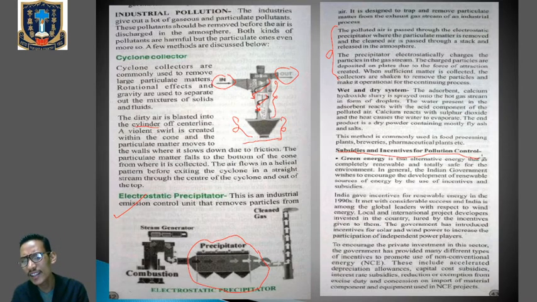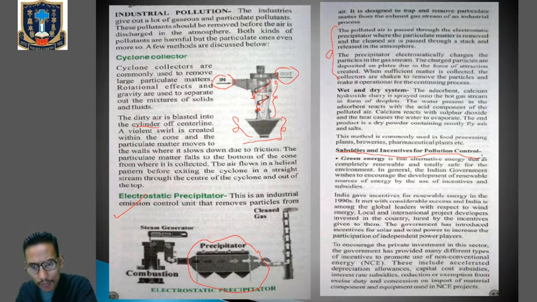So local and international project developers invested in the country, mainly led by the incentives given to them, because the government of India is giving incentives and subsidies to promote the use of renewable sources of energy. So the government has introduced incentives for solar and wind power to increase the participation of independent power players. So they are encouraging proper use and development of renewable sources of energy.